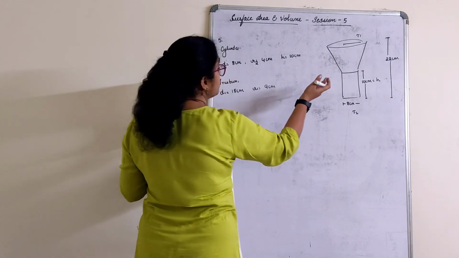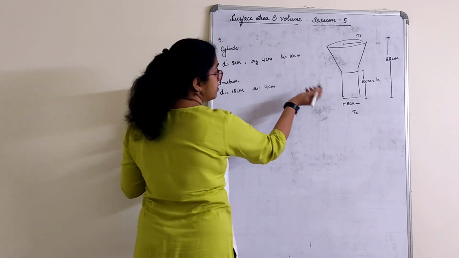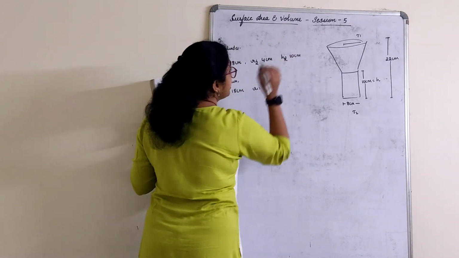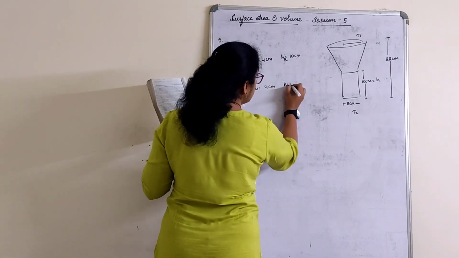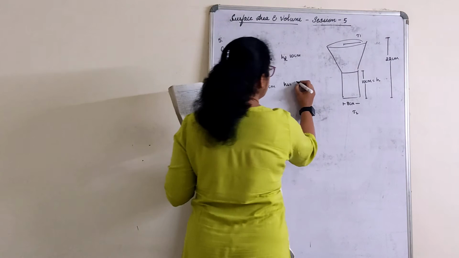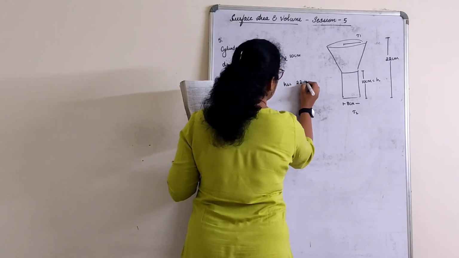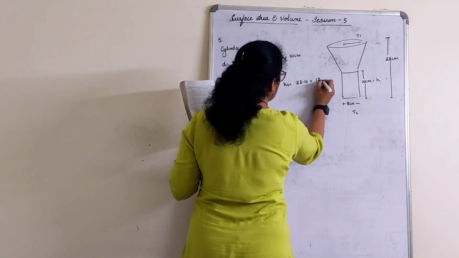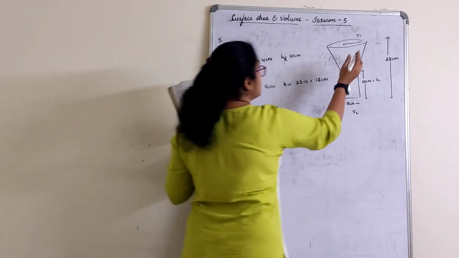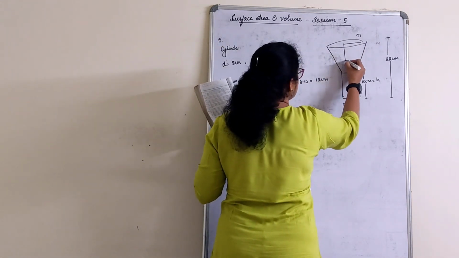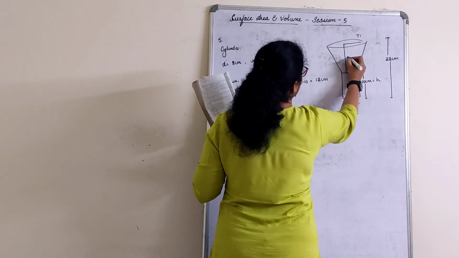Then the height also. The height of the frustum and cylinder is separate. This I'll take as H2 only. Now the height of the frustum is required. H2 whole is how much? 22 minus 10, that is equal to 12 centimeter. H1 is 10 centimeter. This part is 12 centimeter.